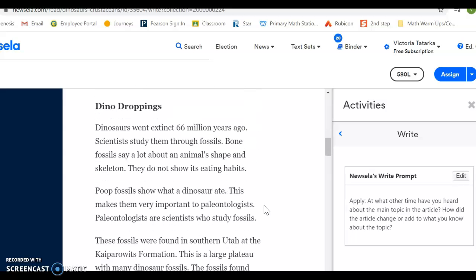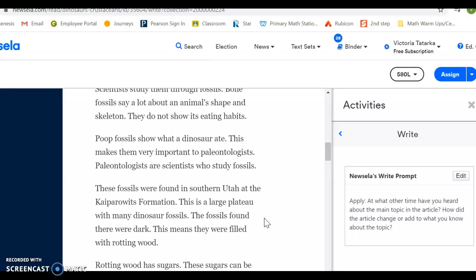Dino droppings. Dinosaurs went extinct 66 million years ago. Scientists study them through fossils. Bone fossils say a lot about an animal's shape and skeleton. They do not show its eating habits. Poop fossils show what a dinosaur ate. This makes them very important for paleontologists. Paleontologists are scientists who study fossils.